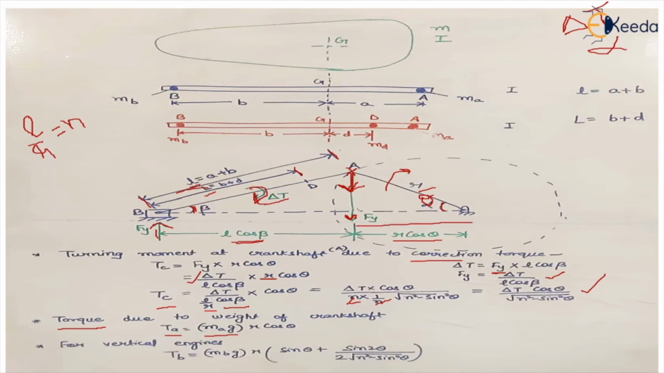Now in case of vertical engines, one more torque is added because of the weight of the masses at point B. So for vertical engines, the torque because of the added weights will be force, which is mb into g, into r sine theta plus sine 2 theta upon 2 under root n square minus sine square theta. This equation we have already derived; it gives the turning moment due to the weight of the piston when we talk about vertical engines.